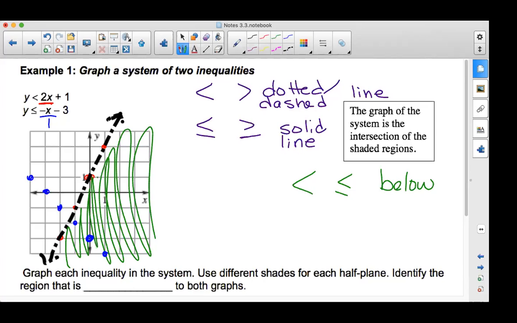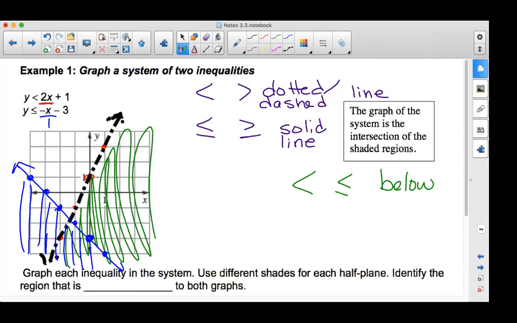This one says less than or equal to. So if it equals the line, we have it being a solid line. So connect it with a solid line. And then again, less than means below. So this is still less than, it's just less than or equal to. So go to a point on that line, and this is where you have to think above versus below the point on the line. So I'm going below the point on the line.